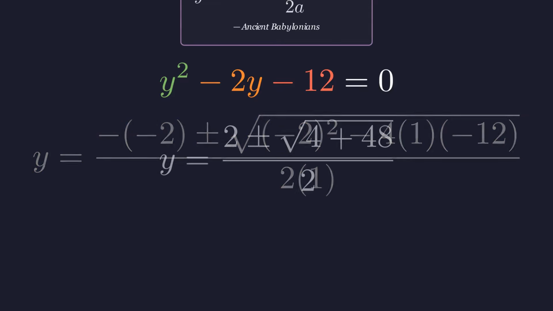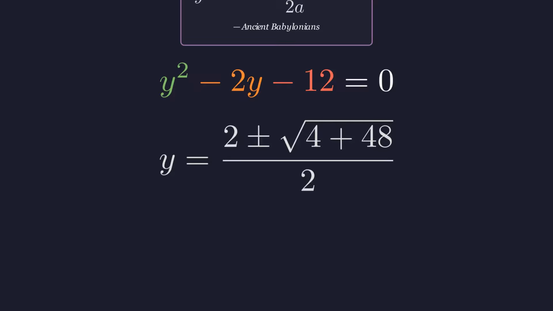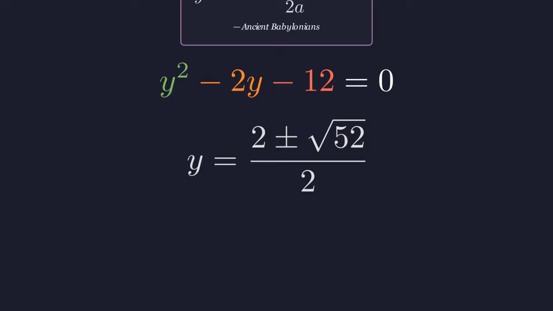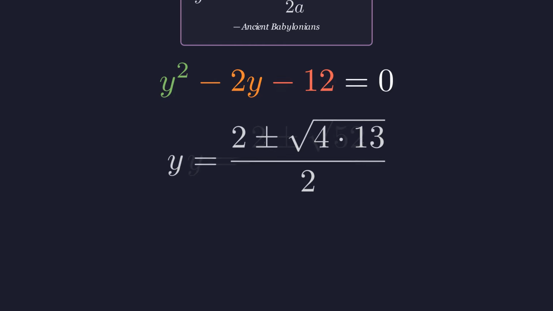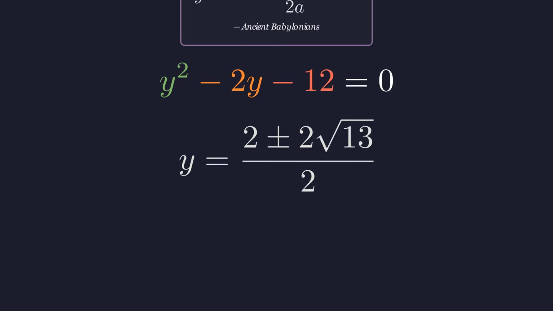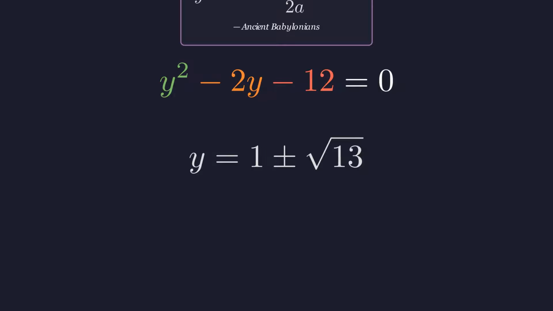So we get 2 plus or minus the square root of 4 plus 48, all over 2. That's 2 plus or minus root 52 over 2. We can simplify the square root of 52. 52 is 4 times 13. And the square root of 4 pulls out as 2. Each term in the numerator gets divided by 2, leaving us with 1 plus or minus root 13.